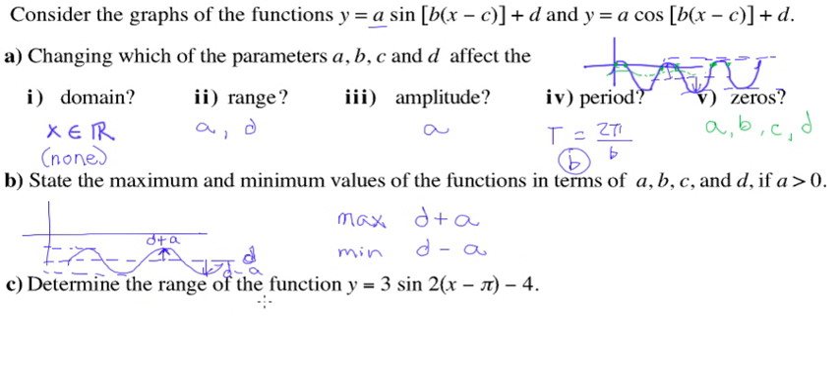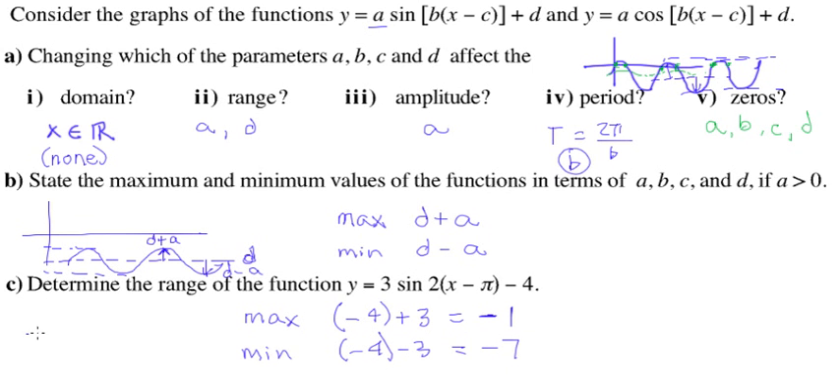And finally, determine the range of the function. Now that we've done all this, they say, okay, now that you've got a formula worked out, try it with some real numbers. Well, according to what we just wrote, our maximum should be our D value, negative, I didn't mean D, I meant 4, plus our amplitude of 3. So the maximum this curve ever gets to should be negative 1. And the minimum it ever gets to should be D minus A, so negative 4 minus 3, which is negative 7.